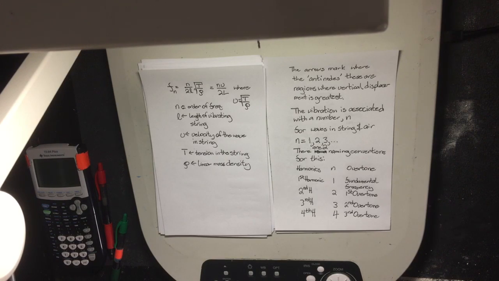So be prepared for all sorts of variables to be thrown at you. If you increase the linear mass density, how does that change the frequency? What if you quadrupled the tension, how would the frequency change? It would double. Square root of quadruple is 2. So the frequency would double.